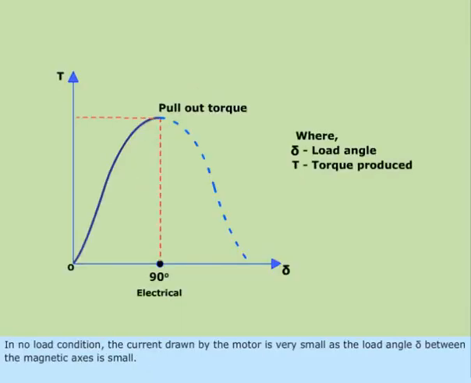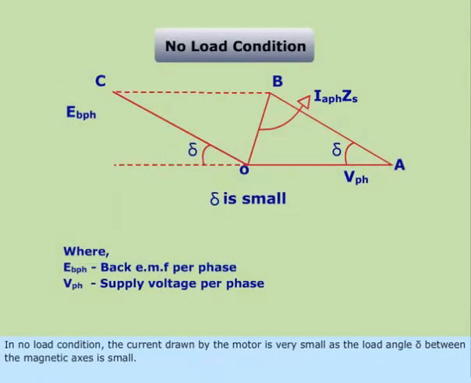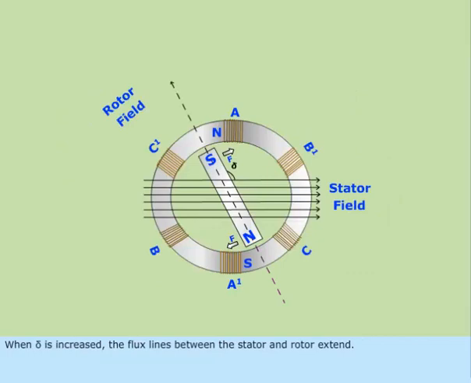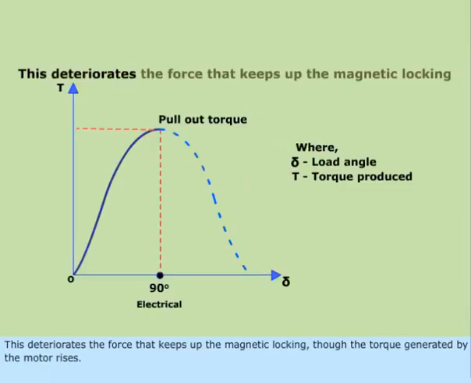In no load condition, the current drawn by the motor is very small, as the load angle delta between the magnetic axes is small. When the load is increased, the load angle delta is also increased in order to keep up the magnetic locking condition. When delta is increased, the flux lines between the stator and rotor extend. This deteriorates the force that keeps up the magnetic locking, though the torque generated by the motor rises.